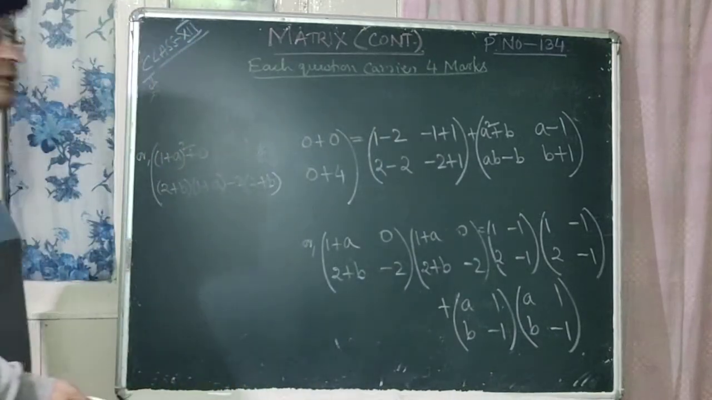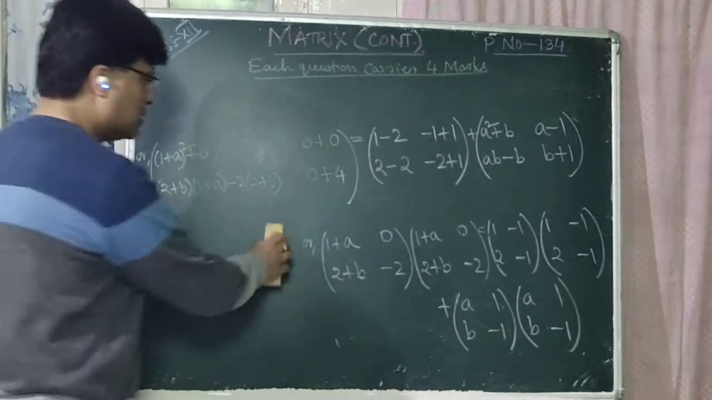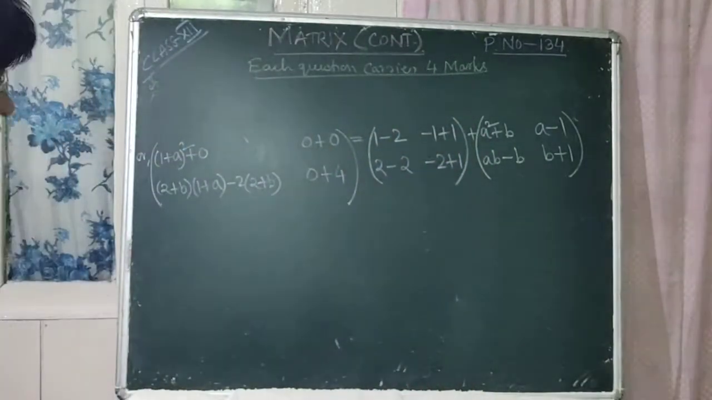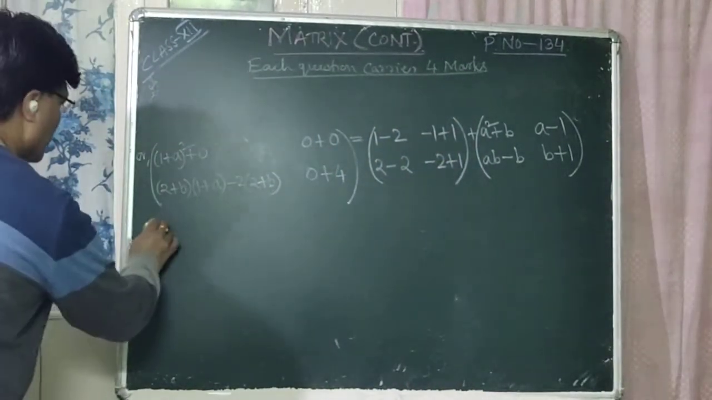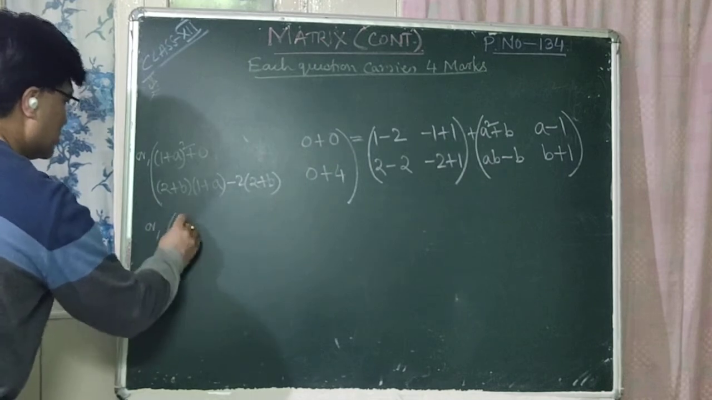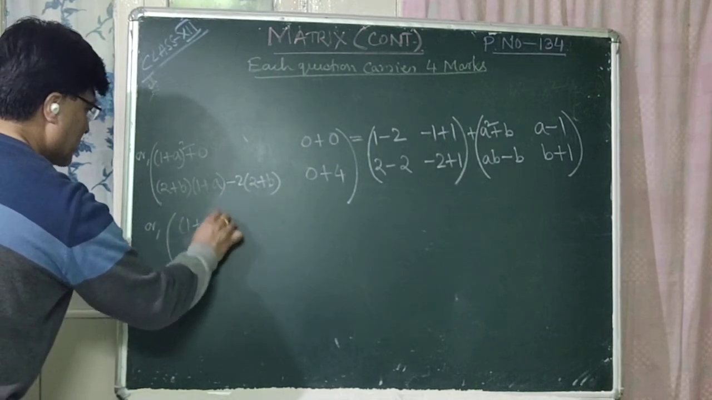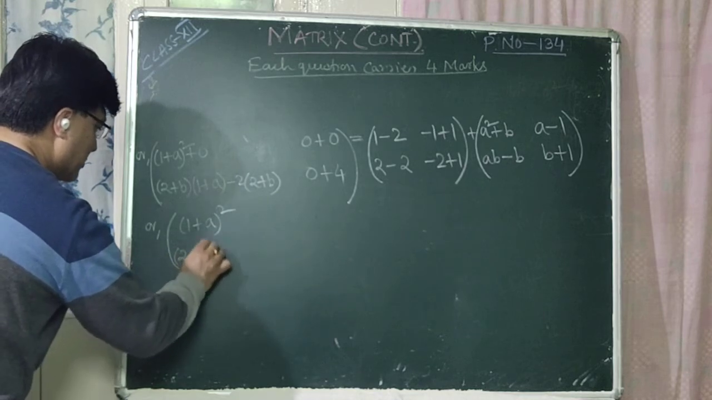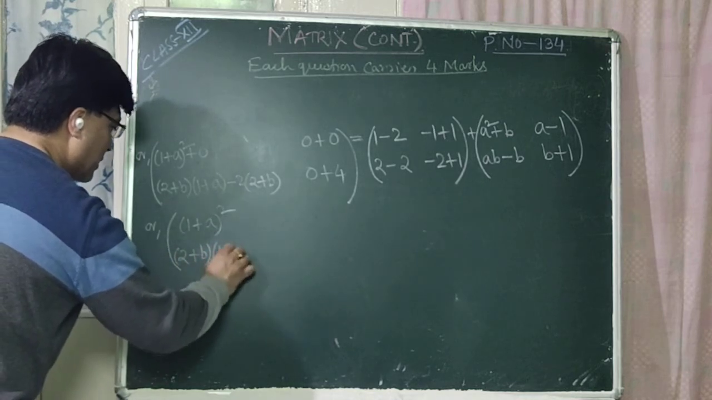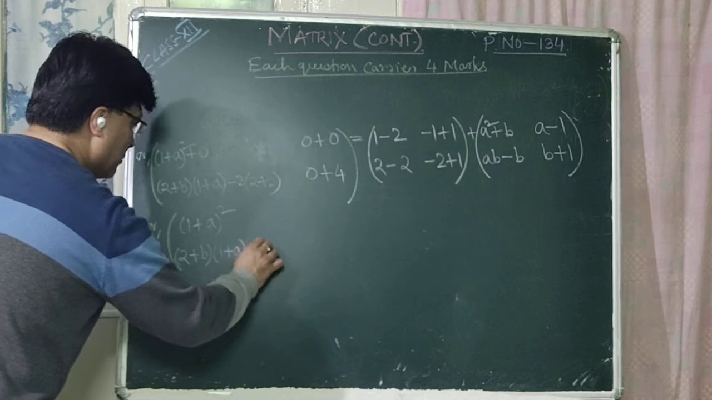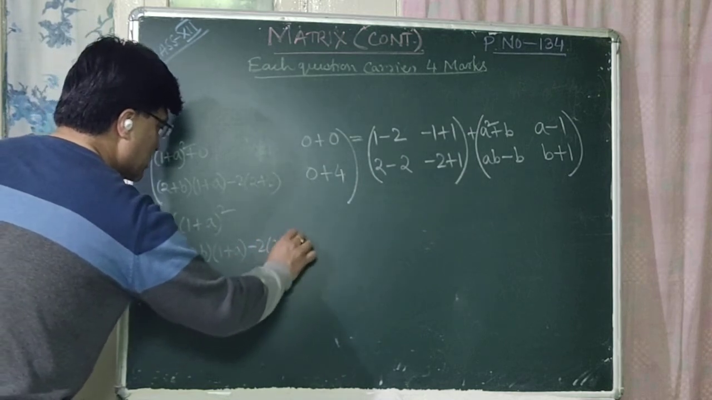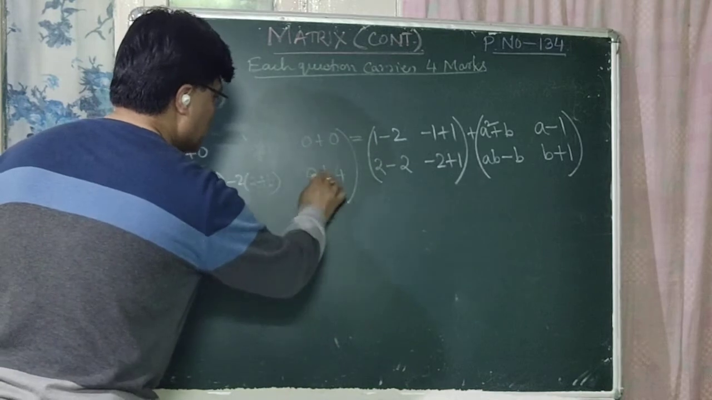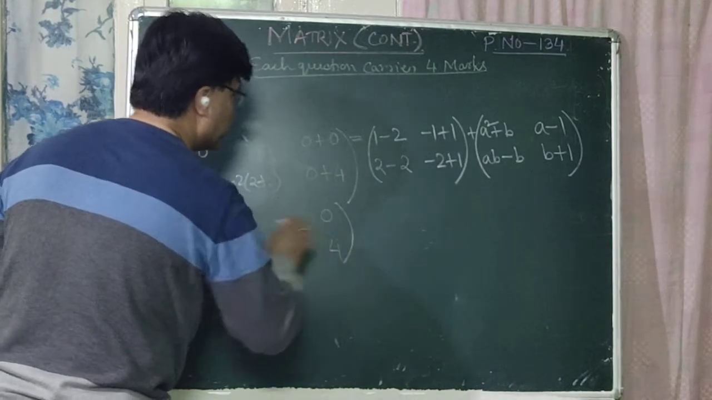So I think you have understood it. So let us simplify it. Now this is your 1 plus A whole square only. Now this remains same. Don't simplify it. 2 plus B, 1 plus A, minus 2 into 2 plus B, right? So 0 plus 0 is 0, 0 plus 4 is 4.